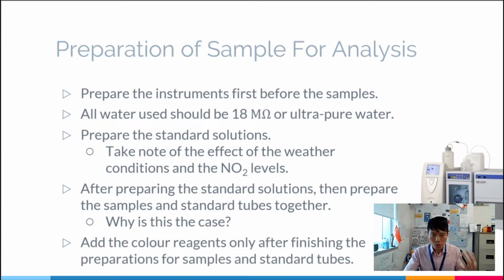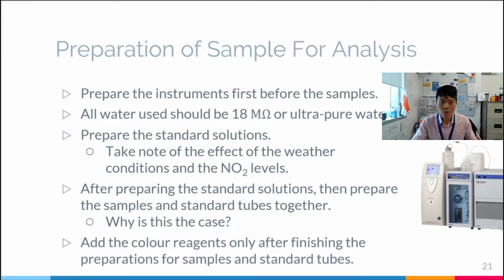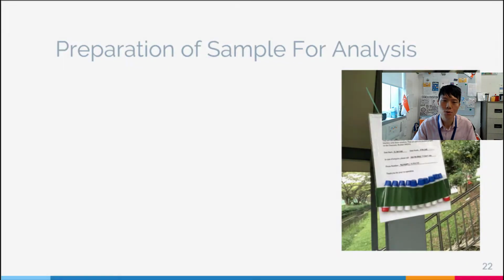So then you only add the color reagents after you finish the preparation for the sample and standard tubes. Everything finished, then you do it. Because if not, you have some human error. You also may have forgotten which one you have prepared or not.